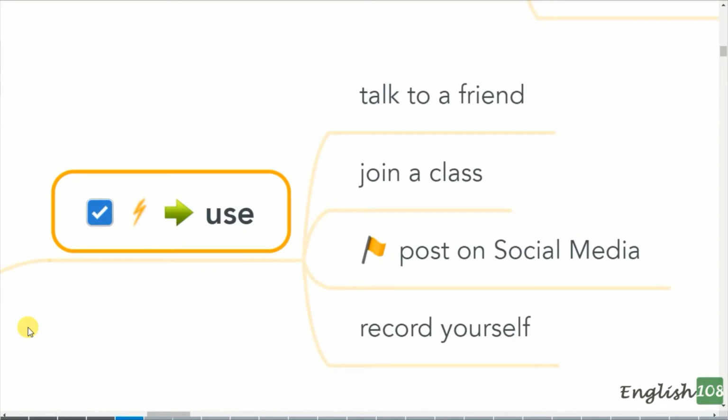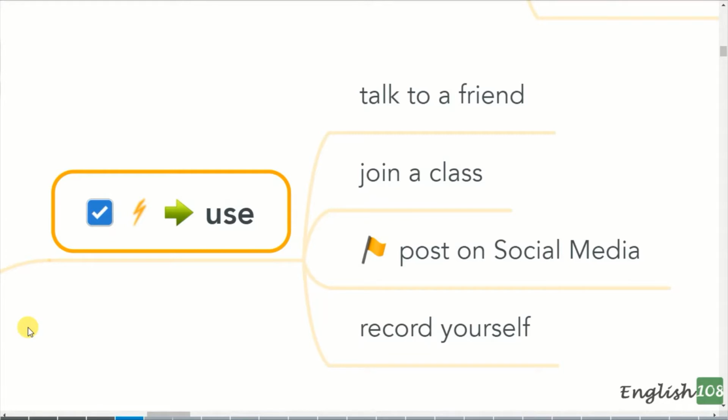So we need to use whatever we learn, isn't it? Maybe you can talk to a good friend of yours, or join a class where you get to speak in the language. Maybe it's a group discussion class, maybe you can do just-a-minute sessions, maybe you can have debates or impromptu speeches and things like that. And if you're comfortable posting on social media, you could do that as well. You can take pictures and videos, and write anything about them.